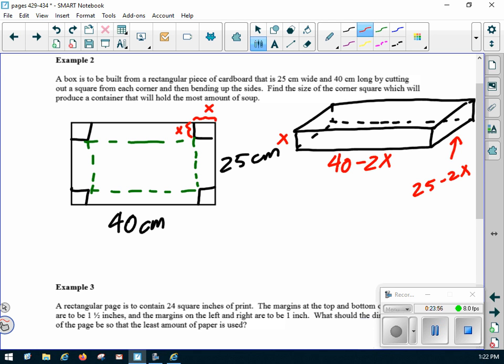I want to produce a container that will hold the most amount of soup. What am I trying to maximize? Volume, the amount of soup. Question? Wouldn't it be the same size box no matter which way you cut it? It's a great question. No, the volume will be different depending on how big the square is you cut out of the corner. Promise. It will be different.